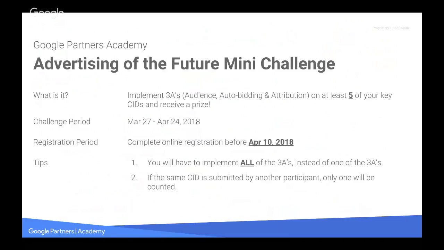And some tips for you to understand. One is that you have to implement all of the 3As instead of just one of the As. So make sure that you implement audience, auto bidding, and attribution all together instead of just one. And secondly, if the same CID is submitted by another participant, only one will be counted. So make sure that you allocate the CIDs across your teammates, so all of you can get a prize from Google.